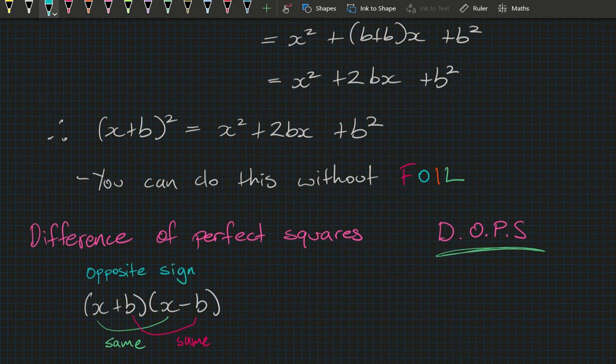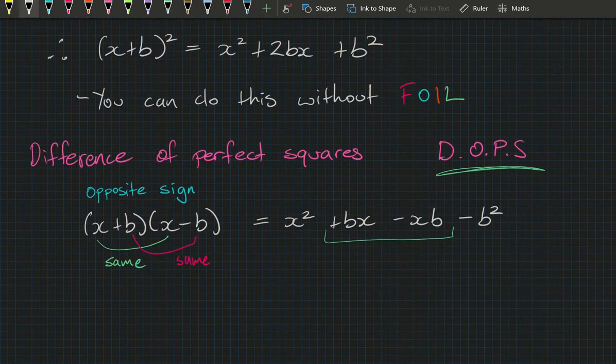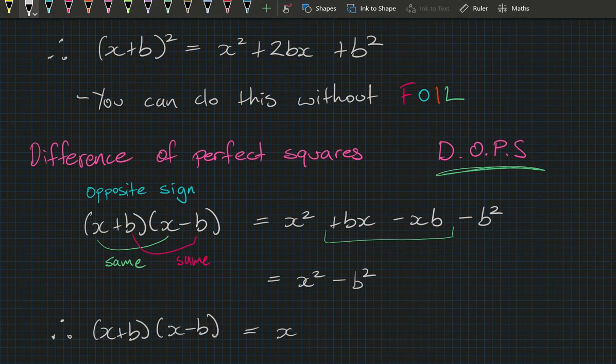So when we use FOIL, we end up with x squared minus xb plus bx minus b squared, which is just a natural consequence of multiplying minus and positive. But this minus bx and plus bx actually cancel each other out. So when you take that into account, what we're left with is x squared minus b squared. So therefore, you can take it to the bank that x plus b times x minus b is always going to equal x squared minus b squared. And you can do this without FOIL.